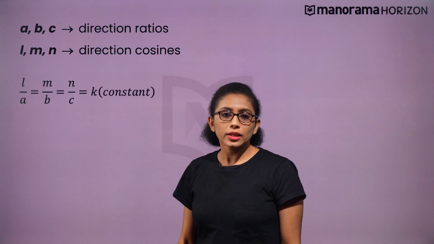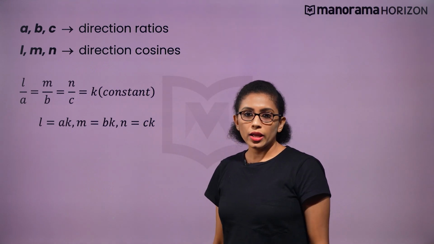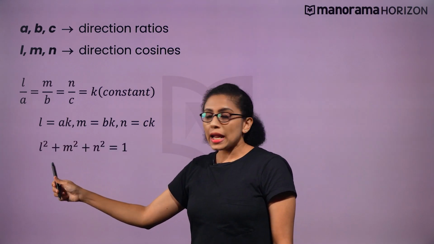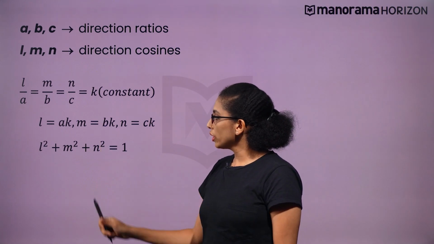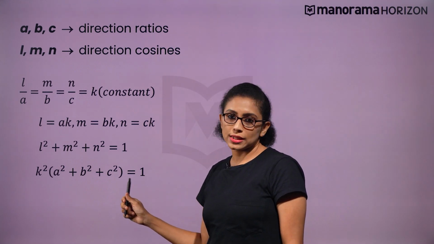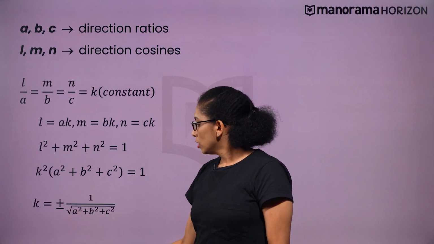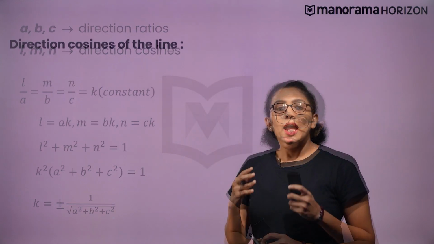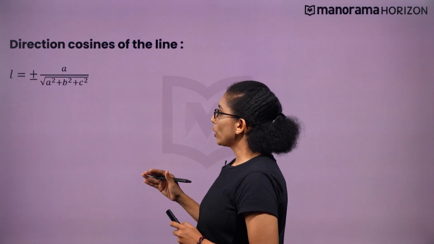Say it's a constant K. Therefore, L is equal to AK, M is equal to BK and N is equal to CK. But L square plus M square plus N square is equal to 1. Substituting here, we get K square into A square plus B square plus C square is equal to 1. Or K can be written as plus or minus 1 by square root of A square plus B square plus C square.